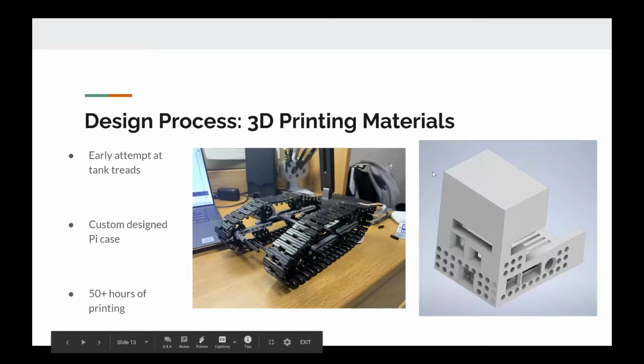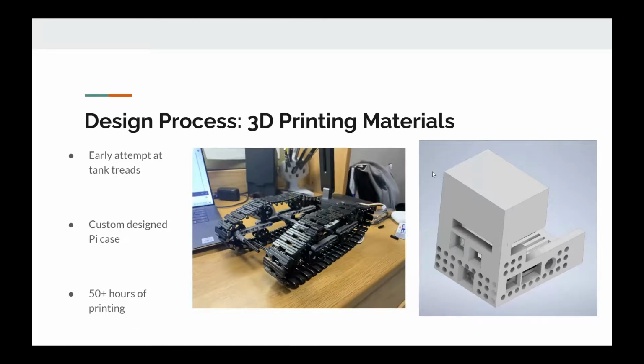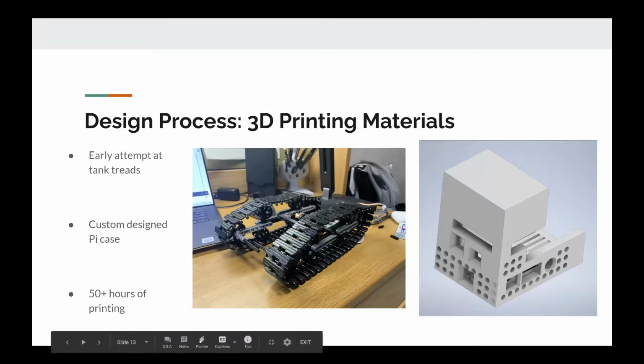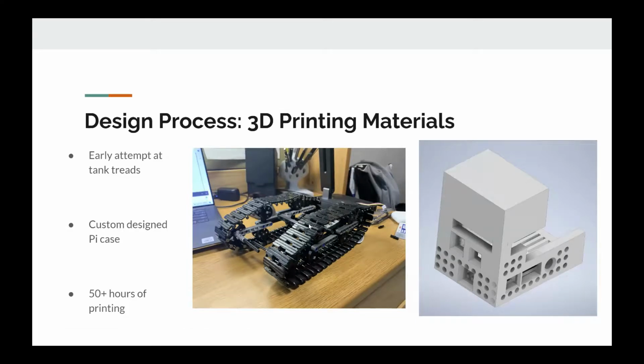So some more information about the 3D printed parts that we had. At first, we tried to use some tank treads, but that didn't work out so well. Those were printed on a 3D printer, and that was about 40 hours of printing just for the 2 tank treads pictured here in the slide.